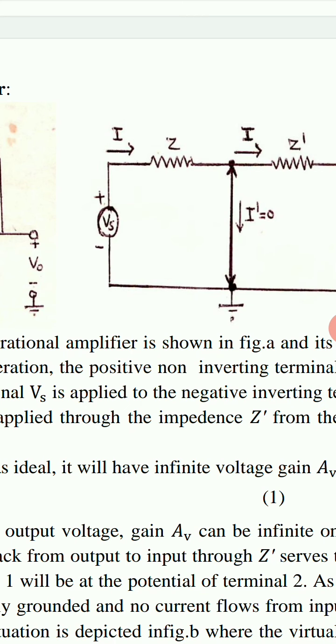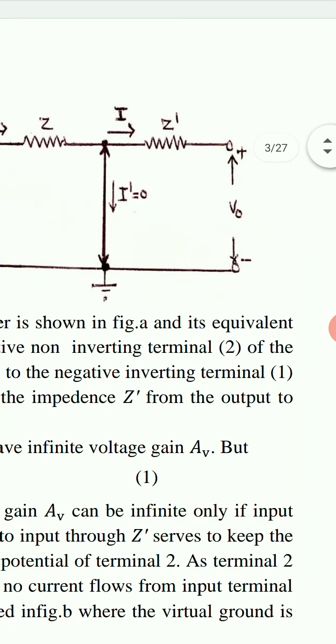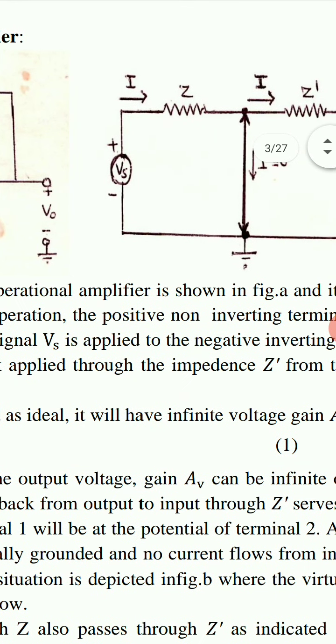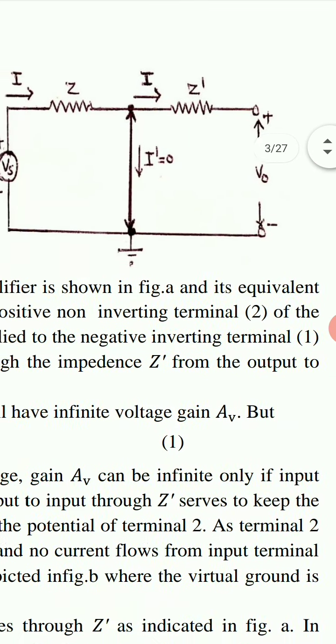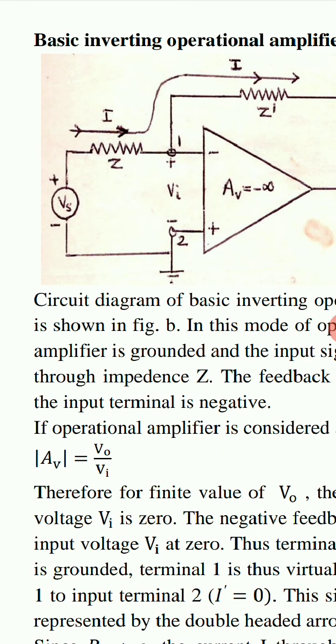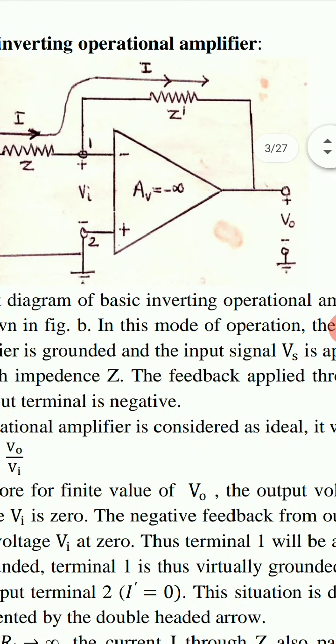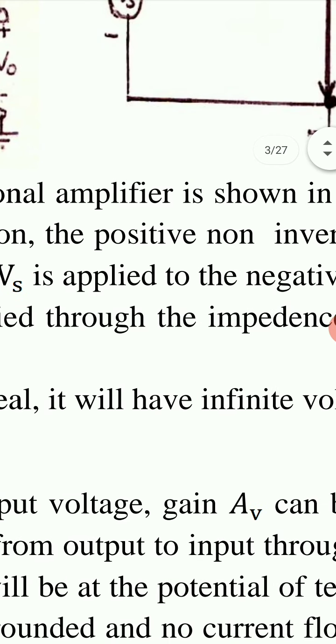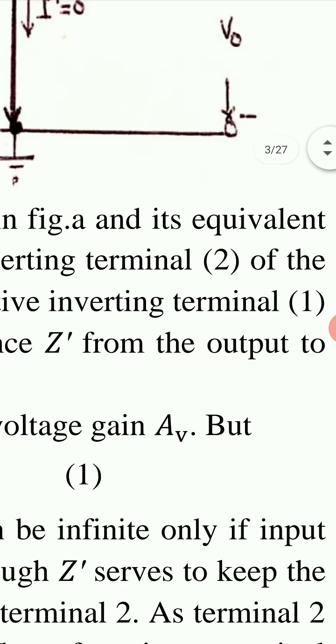In basic inverting operational amplifier, the positive non-inverting terminal 2 of the amplifier is grounded, while input signal Vs is applied to the negative inverting terminal 1.